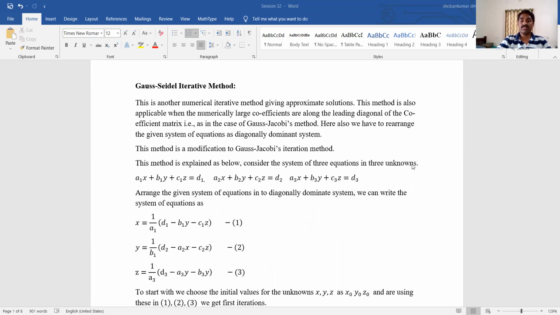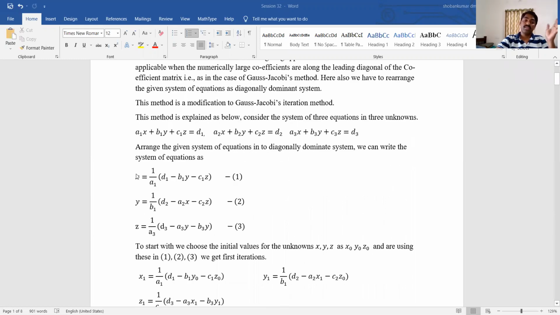Consider the system of three equations in three unknowns. A given system, and we know that this is diagonally dominant. If not, we make it diagonally dominant and rearrange as earlier in Jacobi's method. Here all the diagonal coefficients are numerically larger than the other coefficients. Therefore, according to the Gauss-Seidel method, we can write down x, y, z. Call them equations 1, 2, 3.